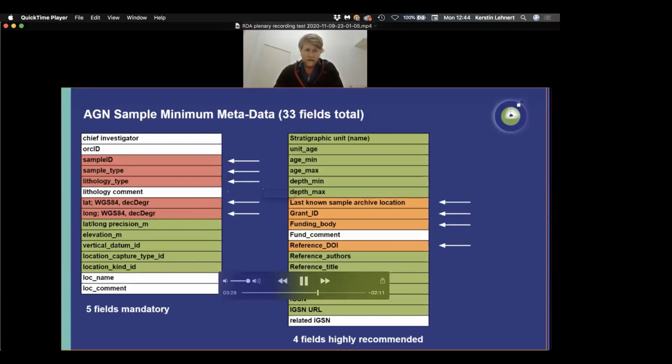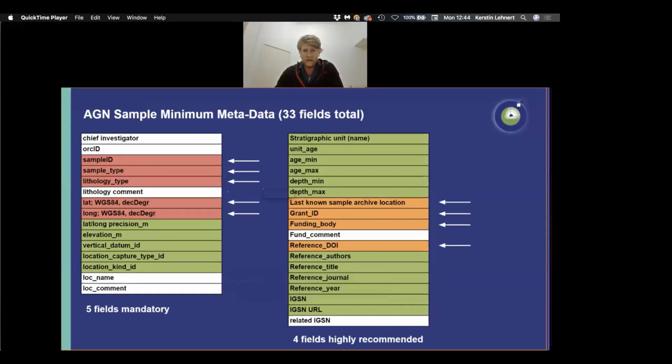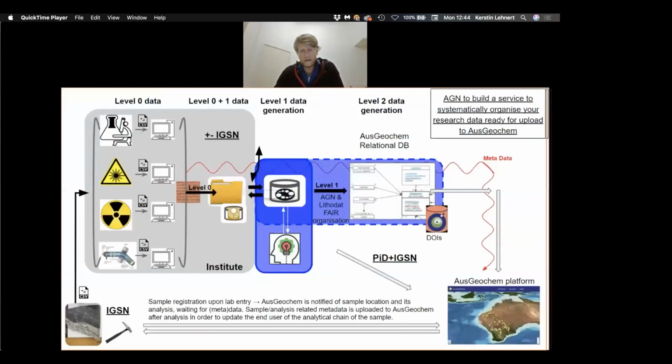Five fields we consider mandatory, and 4 fields we consider highly recommended. And ideally, if a researcher comes back from the field, they go to our Geochem platform, where they upload their sample minimum metadata, or at least their lithology and their GPS coordinates. Geochem then links in with the IGSN minting service, and each IGSN is required by the laboratories prior to analyses. So when you enter a laboratory, you give the lab your IGSN number, which is then linked to the data or included in the analytical data.